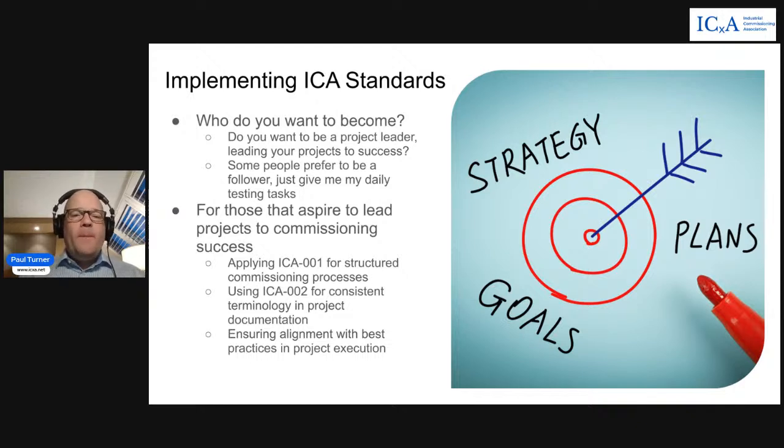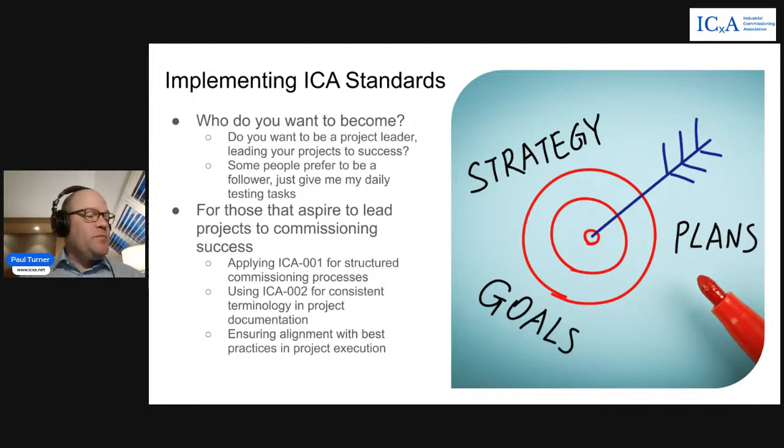So really, using these standards as a tool can really help you on projects. And it's more about who you want to become as a commissioning leader. If you really want to be the individual that's on the tools and doing the testing, that's one thing. But if you really want to engage in projects and step up and be a leader to lead projects to completion, then this standard is a great tool to help you do that. And you can get this standard and start applying it to your projects right away.